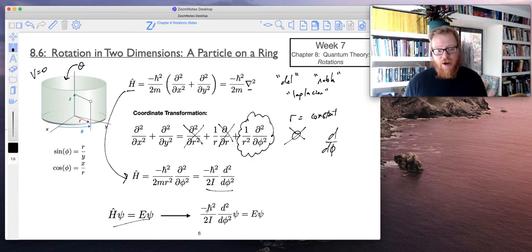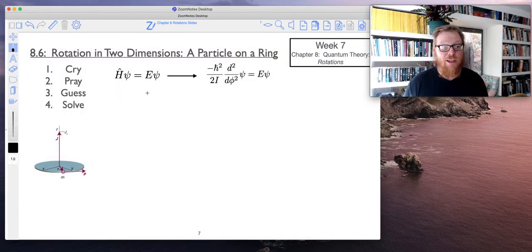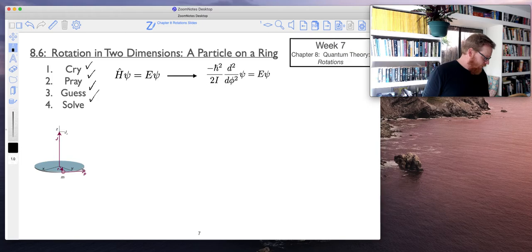So my operator now is just negative h bar squared divided by 2I times the second derivative in psi equals E psi. Okay? So let's do this thing. We can solve this all day long. Cry, pray, guess, solve. We can do this. And that's what we're going to do right now. So let's go for it.